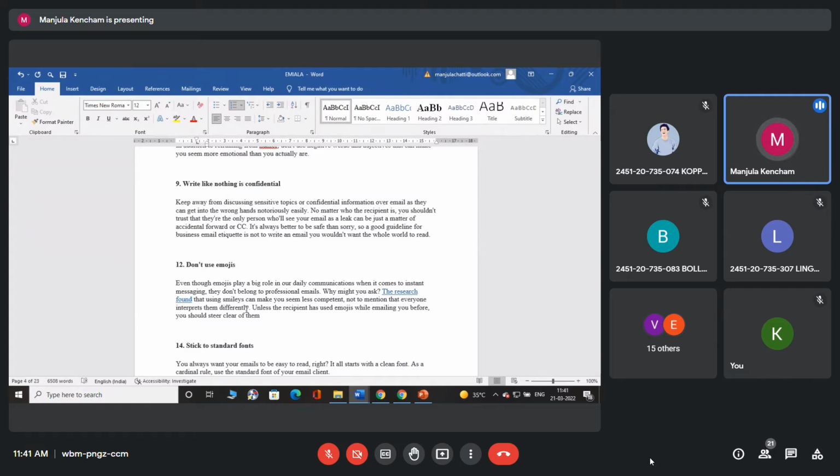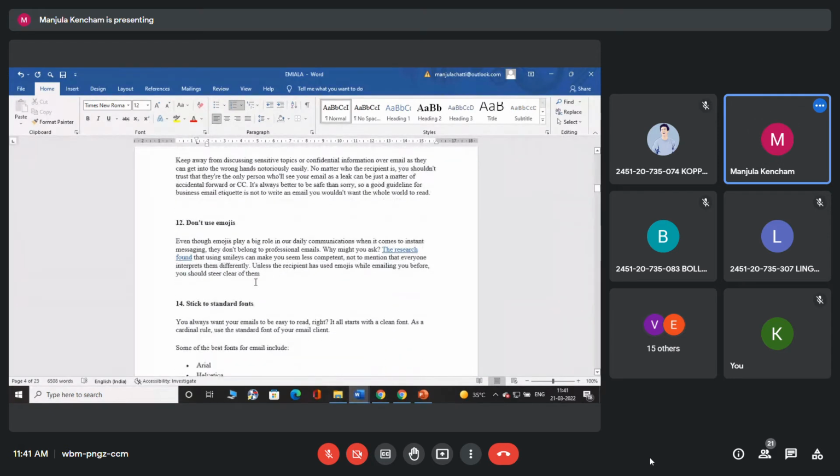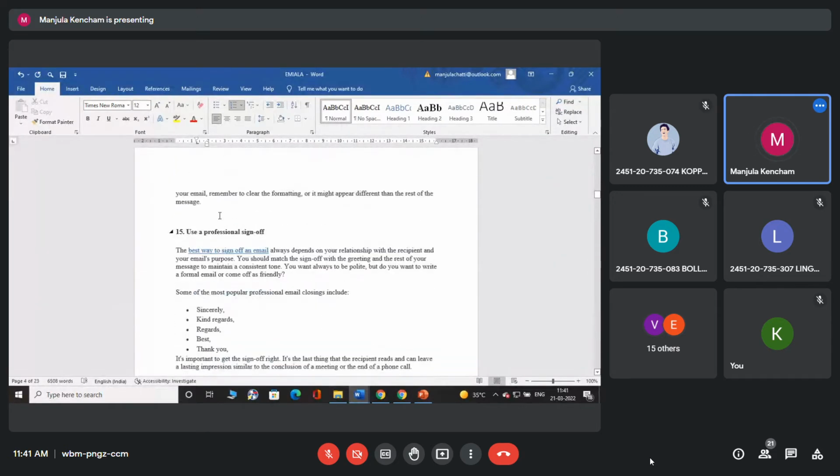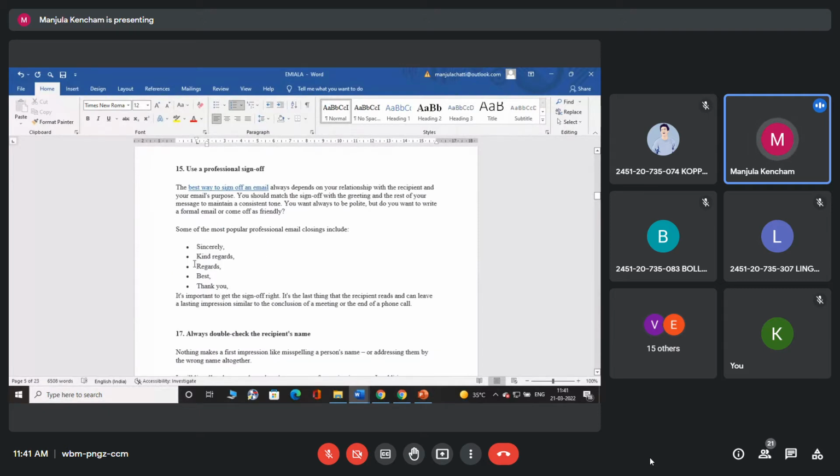Emoticons are always available, but do not use them because it might be read by even the higher ups. Stick to standard fonts while using that. End with a professional sign off like sincerely, kind regards, best regards or best wishes, thank you, etc.